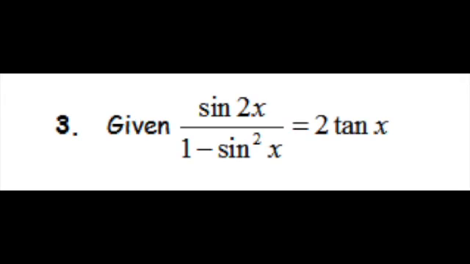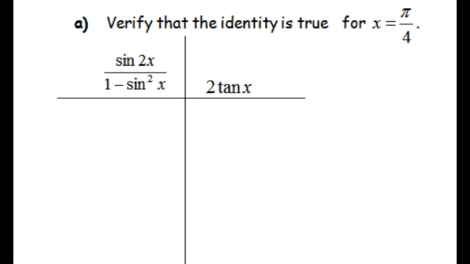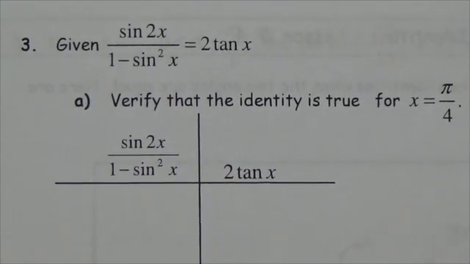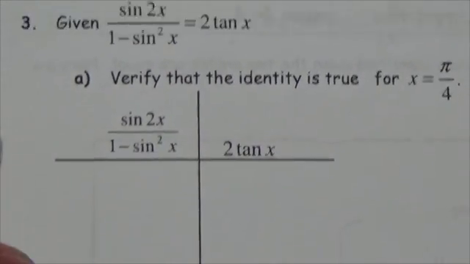Given that the sine of 2x divided by 1 minus sine squared of x is equal to 2 tangent of x, verify that the identity is true for pi over 4. All right, well, to do the verification, what we got to do is plug in that angle. And you can see right here, we're going to plug in pi over 4.